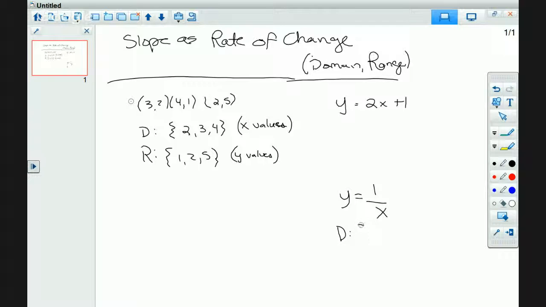is written like that. I can't divide by 0, right? I can't divide by 0, so I'm going to write it. Set of x values such that x cannot be 0. So we would say set of x such that x can't be 0. Right?